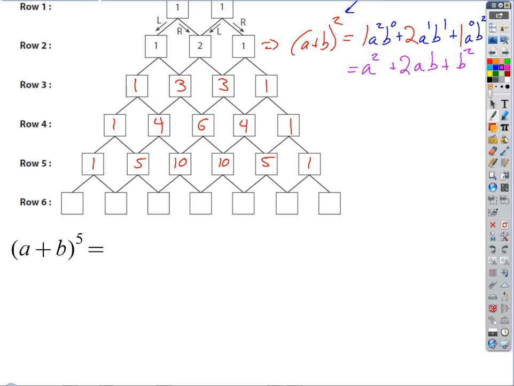And just think, this is probably a 20-minute problem otherwise, right? So this is saving us a lot of time, 20 minutes, half an hour. I'm not sure, but it would take a long time to expand that whole thing out and add up all the like terms, especially if A and B are complicated.